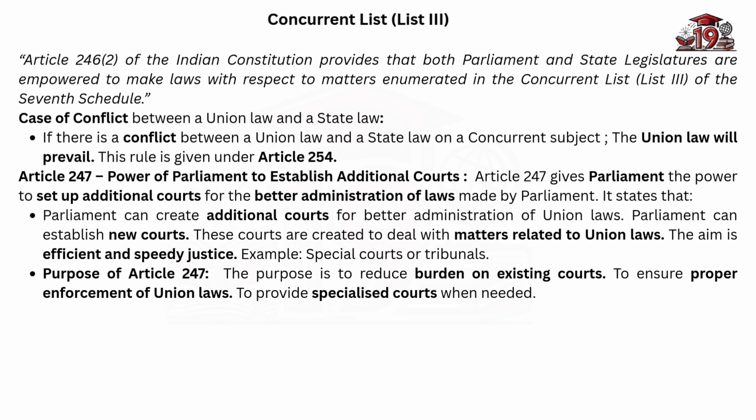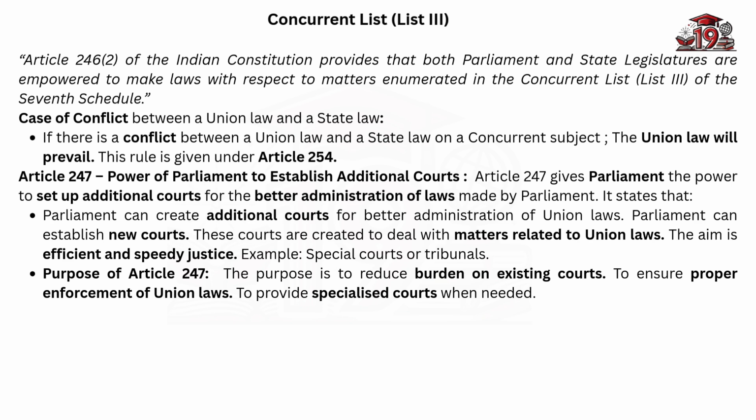Article 246(2) of the Indian Constitution provides that both Parliament and state legislatures are empowered to make laws with respect to matters enumerated in the concurrent list, List 3, of the 7th schedule. Case of conflict between a union law and a state law. If there is a conflict between a union law and a state law on a concurrent subject, the union law will prevail. This rule is given under Article 254.